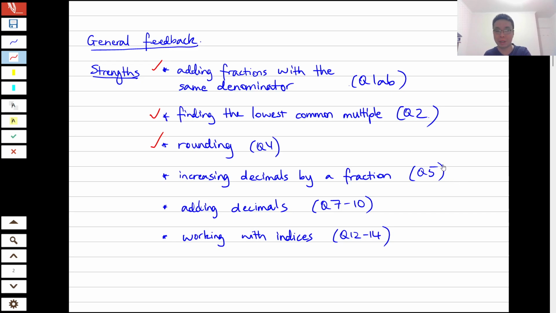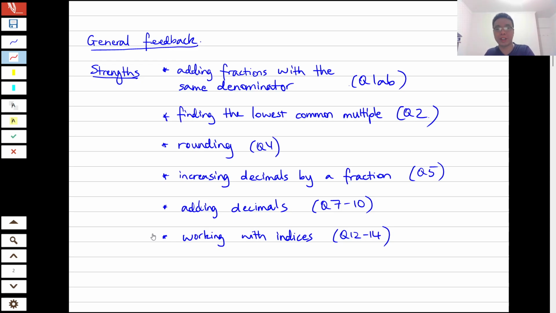Rounding was also done really well. So in question 4, you rounded to the nearest whole number, and you also rounded to the nearest tenth. You did really well when increasing decimals by a fraction. You did well by adding decimals. And the last part, part 3, where you worked with indices, that question was also done quite well by the class as well. So well done, and I just want to commend the work that some of you did in preparing for the CAT. It's clear that some of you took the revision questions seriously and made an effort to revise before sitting the assessment.